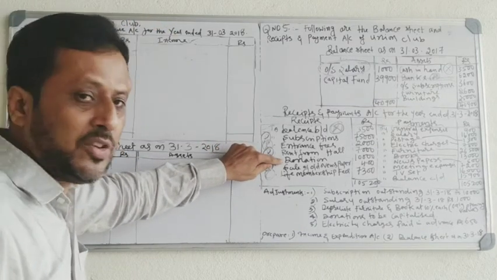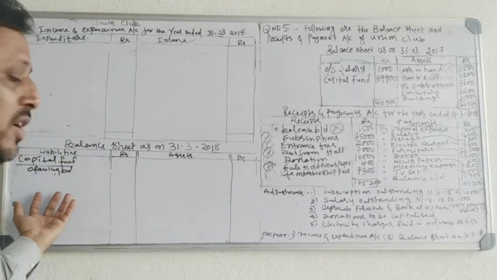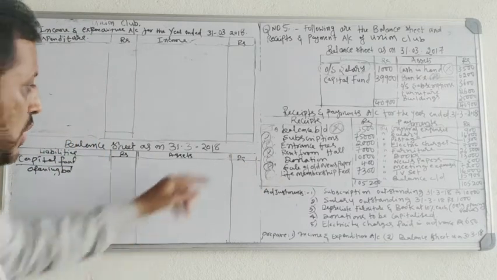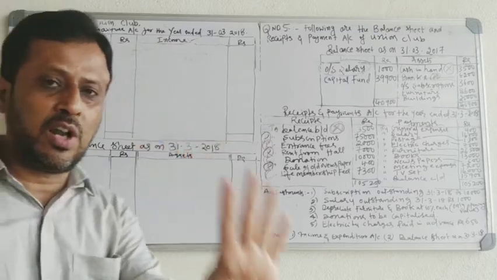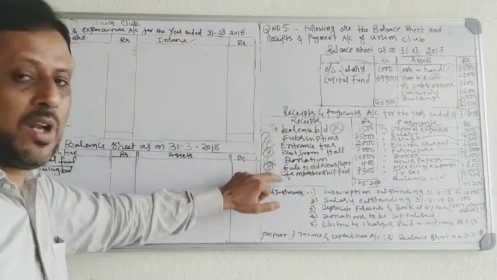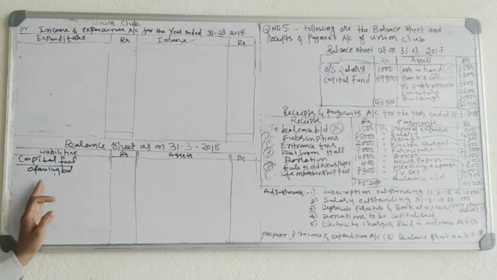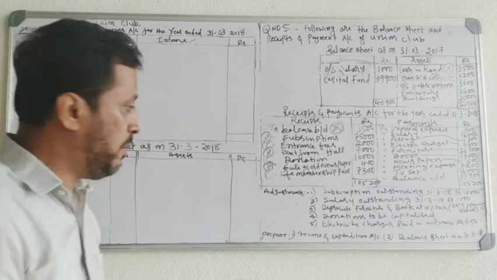2 capital receipts are there, donation and life membership fee. So show those capital receipts in the balance sheet. Totally there are 6 items. 4 revenue receipts show in the income and expenditure account income side. 2 capital receipts show in the balance sheet on the liability side, added to capital fund. Okay, so we'll start the problem.